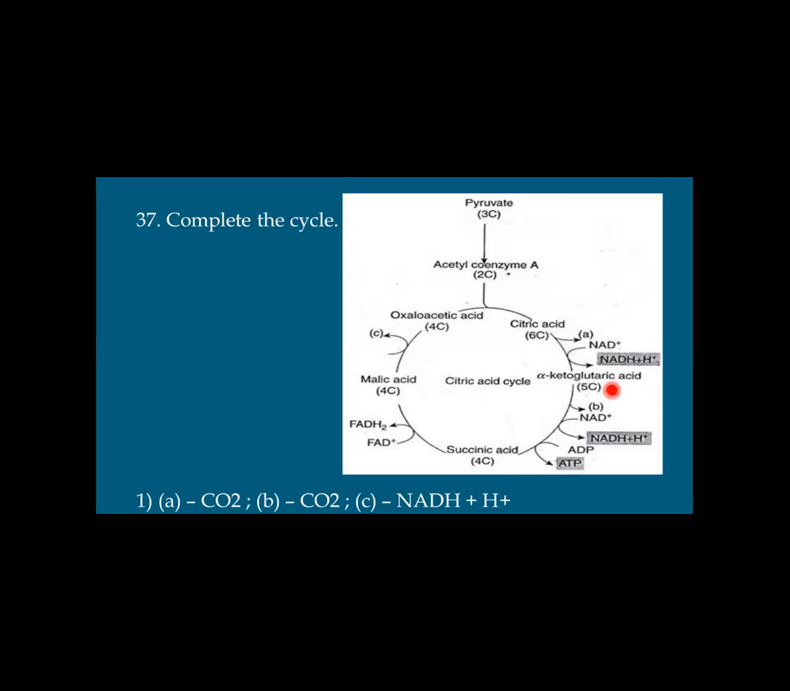Now let us see where is B. Alpha ketoglutaric acid converting to succinic acid, and there B is liberated. So what is this B? B is again carbon dioxide, because 5C is converted to 4C. So B is again nothing but one molecule of CO2. So A is CO2, B is CO2.